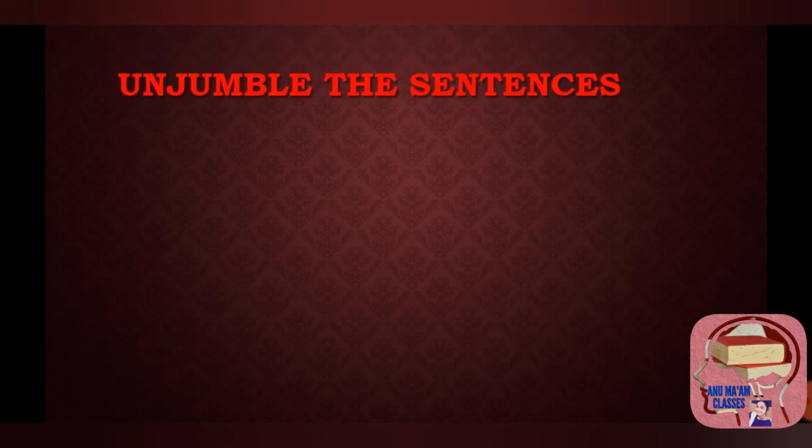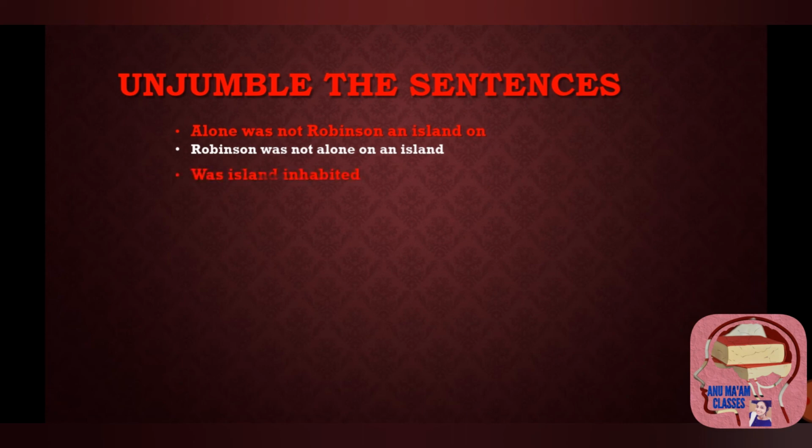Now you have to unjumble the sentences. Okay, let's see. The words are, the sentences. Alone was not Robinson as an island on. So its correct sentence should be Robinson was not alone on an island. Second, was island inhabited? As you can see, there is no question mark, so it could not be question. So the right one is the island was inhabited.